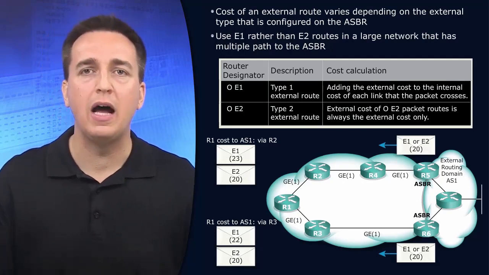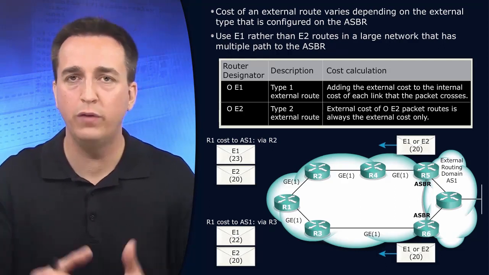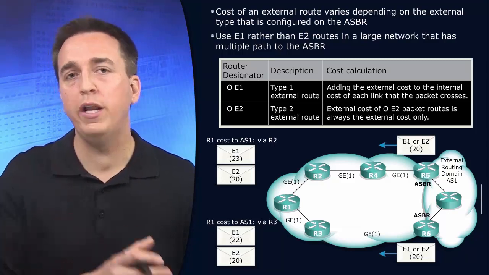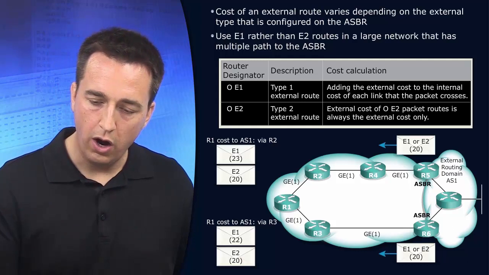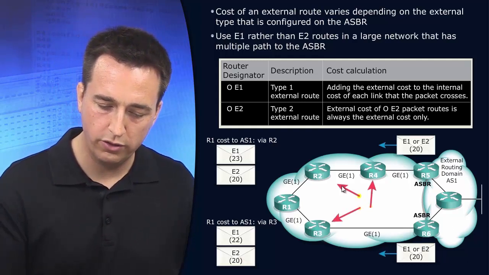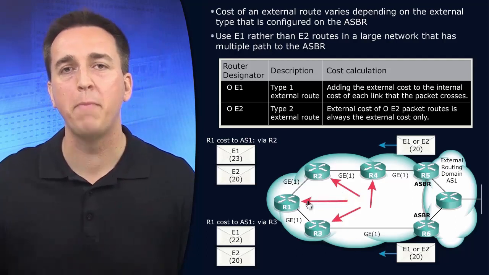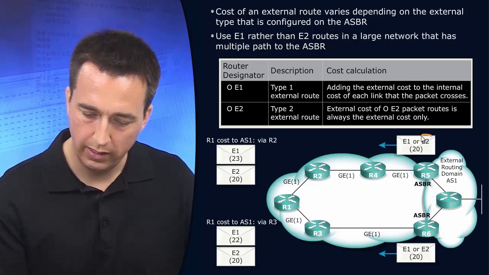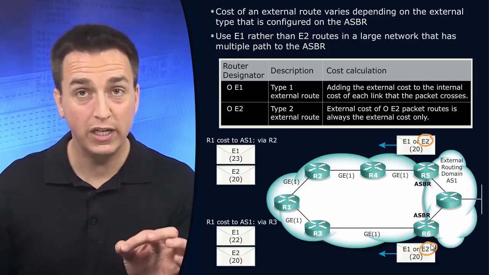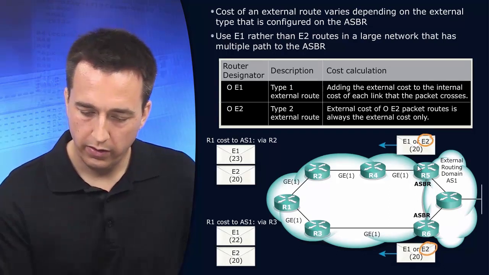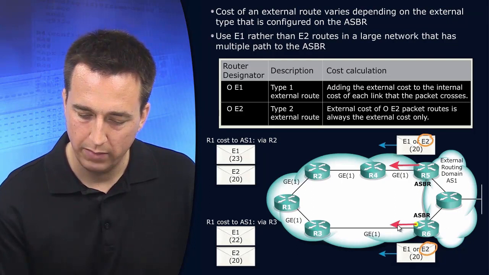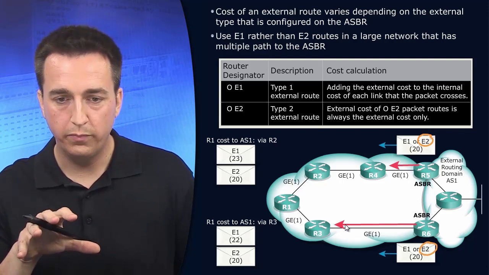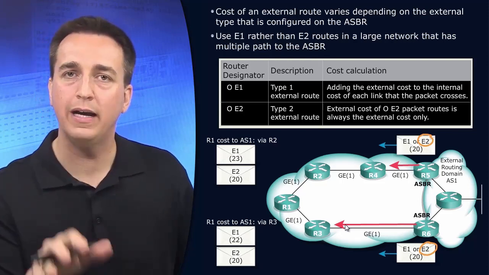We still supply a seed metric. For example, by default it's 20, but you can supply whatever you want. From that point on, though, how is R4 or R3 or R2 or R1 going to calculate the overall metric in order to reach that external routing domain? Well, if we are using E2, which it is by default, whatever seed metric is specified is going to be injected into that route at that redistribution point.